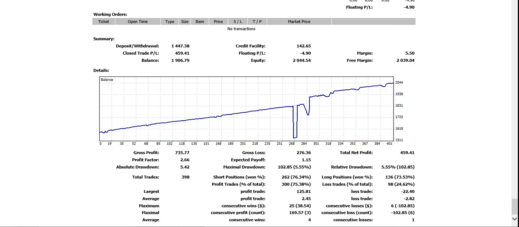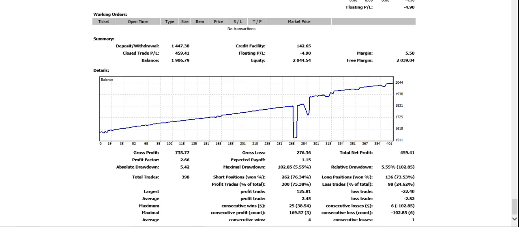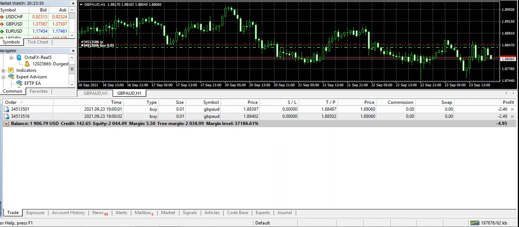And in general, the relative drawdown, the maximal drawdown, the absolute drawdown, all in front of you. Right? This is all what you wanted to see. It's all over here. And let me take you to here. It is just 2 trades that are going on currently.